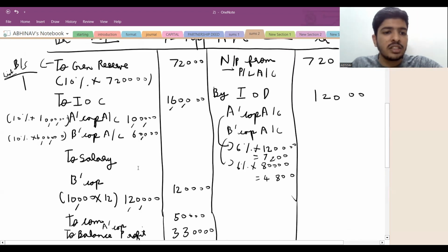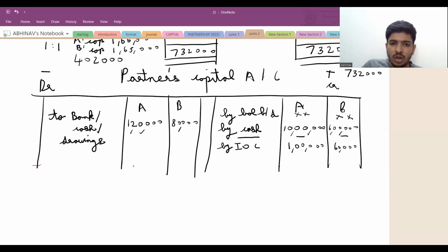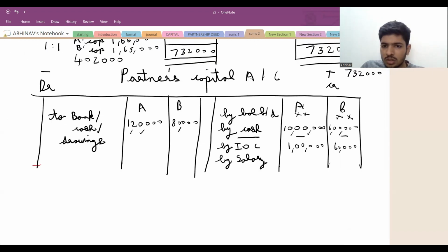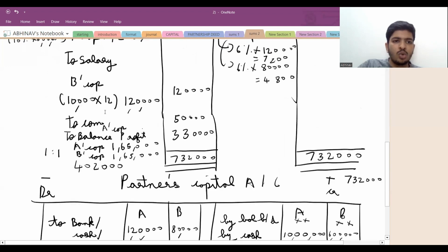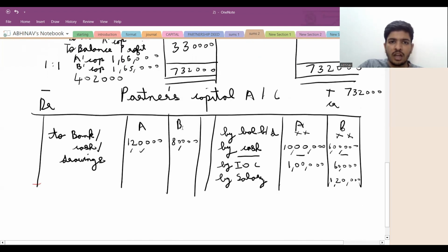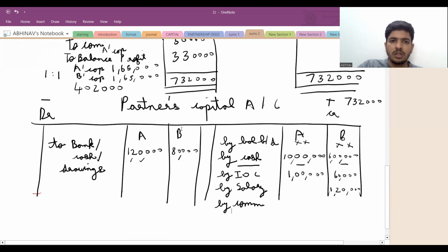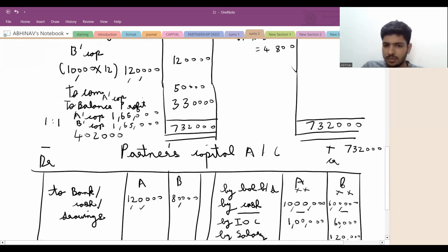Then, second, "to salary". It is again salary, so again, "by salary". And salary is only for B, so 1,20,000. Next, "to commission". Commission is only for A. So, "by commission", and how much? 50,000.